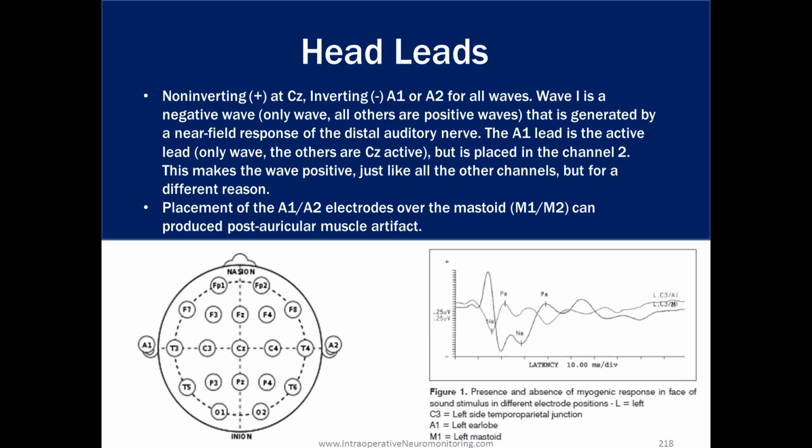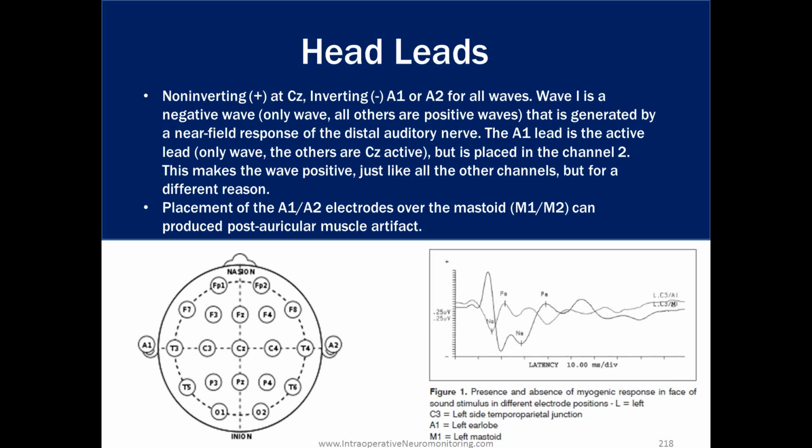Head leads. We have a non-inverting positive at CZ, an inverting negative at A1 or A2 for all waves. Wave 1 is a negative wave. It's the only wave. All the others are positive. So since it's the only one, you should remember that. Wave 1 is the only negative wave.